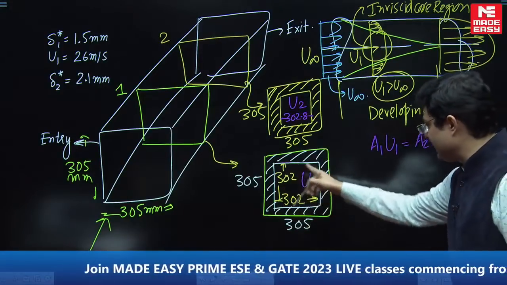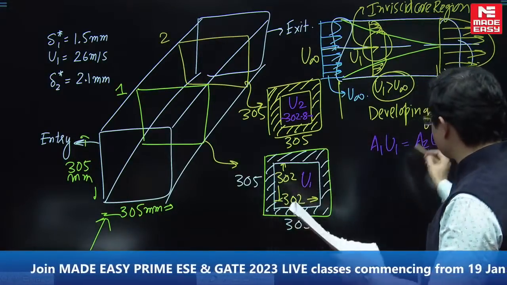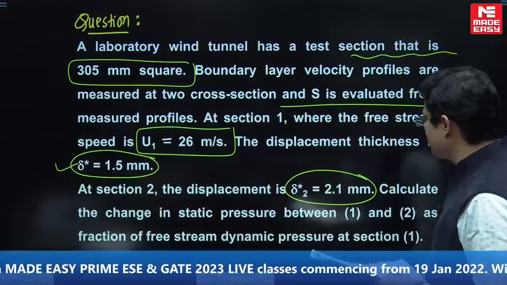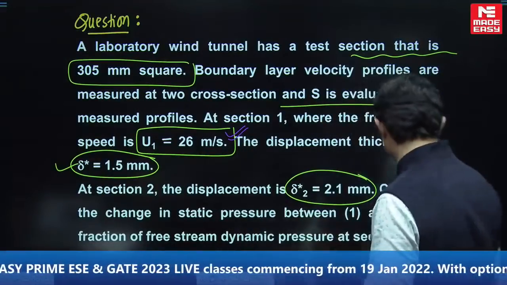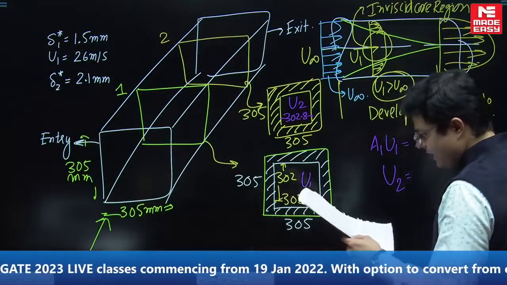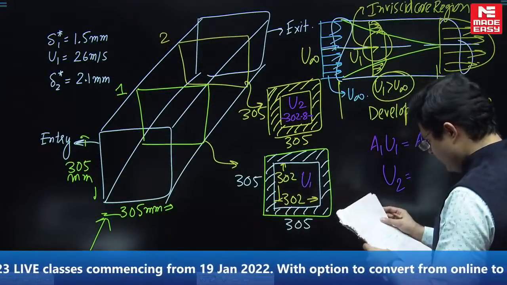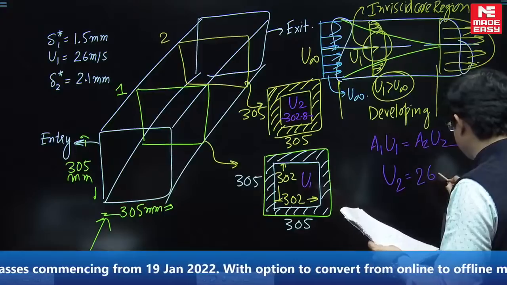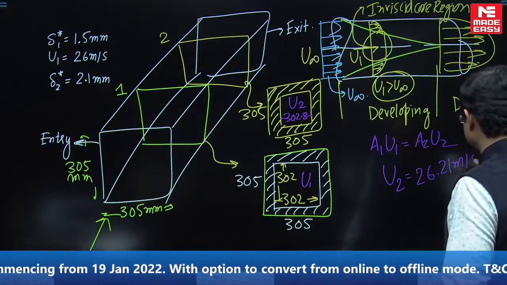Beta, this is the area which is remaining through which the flow will happen. I think u1 is given as 26 meter per second. Can you from here find the value of u2? Yes. So u2 will come out to be, yes, I am having the answer. This will be 26.21 meter per second.